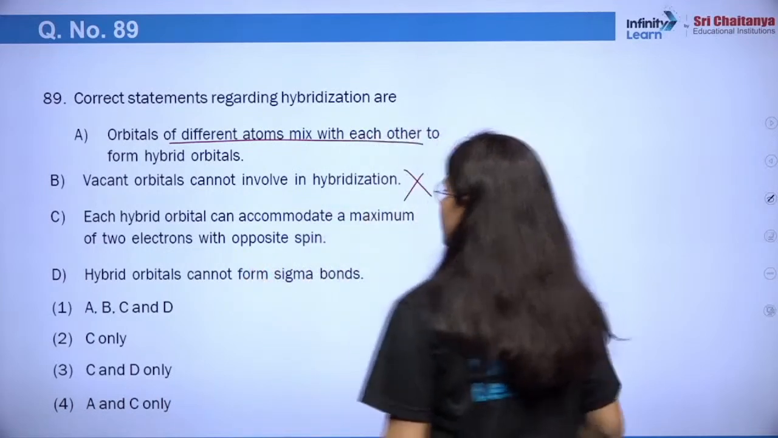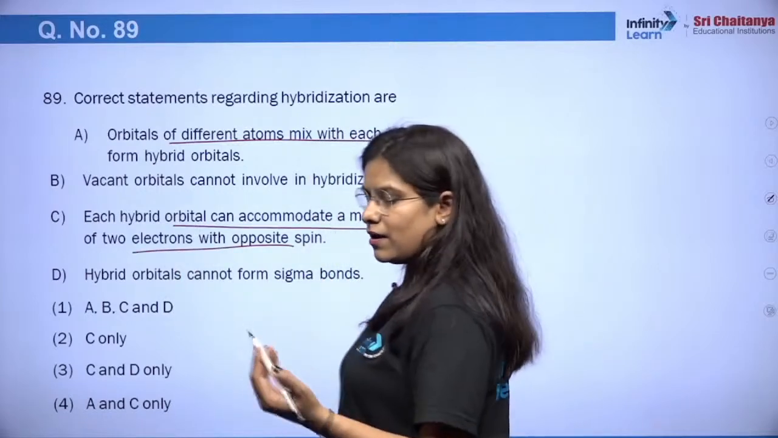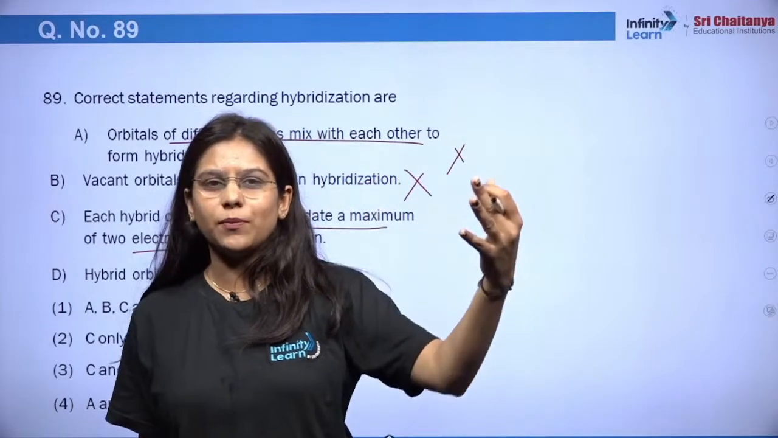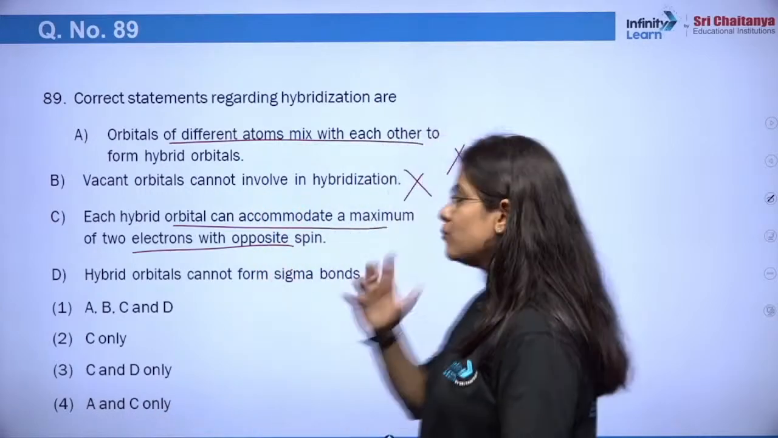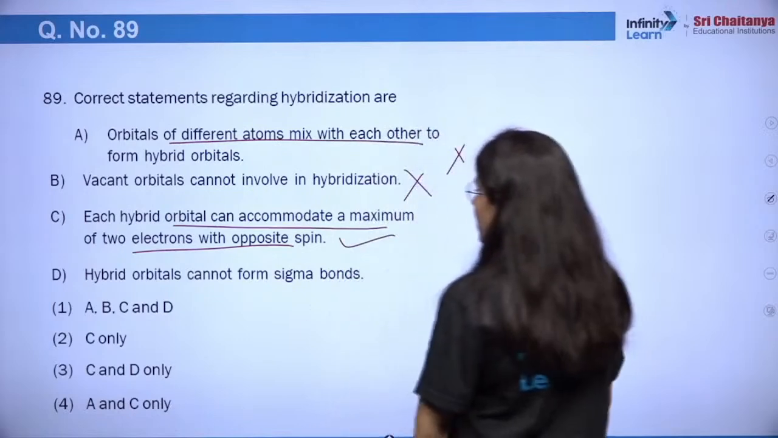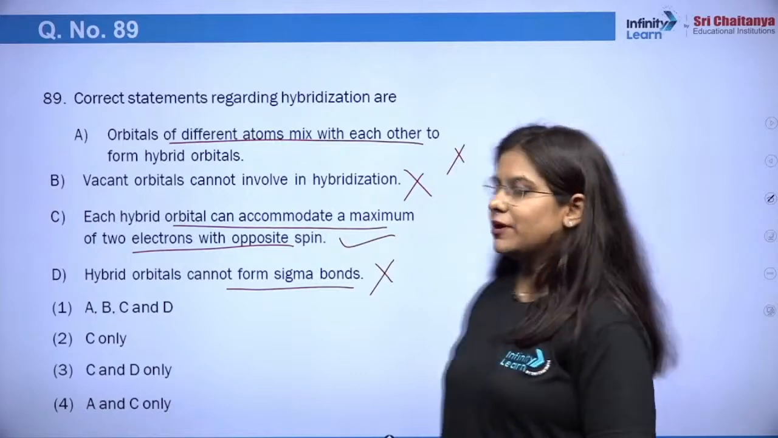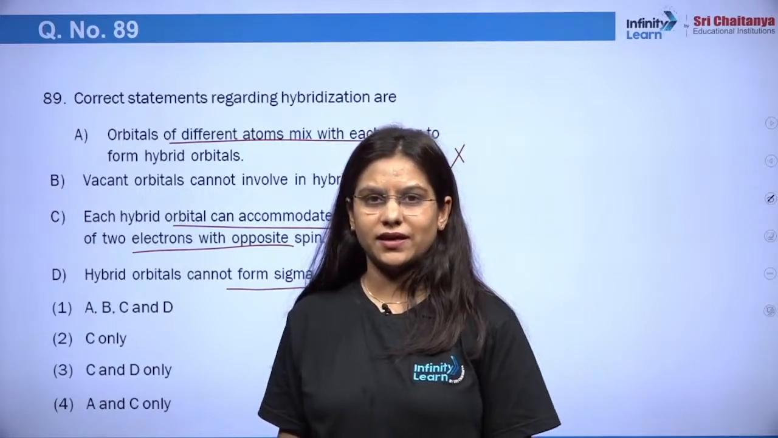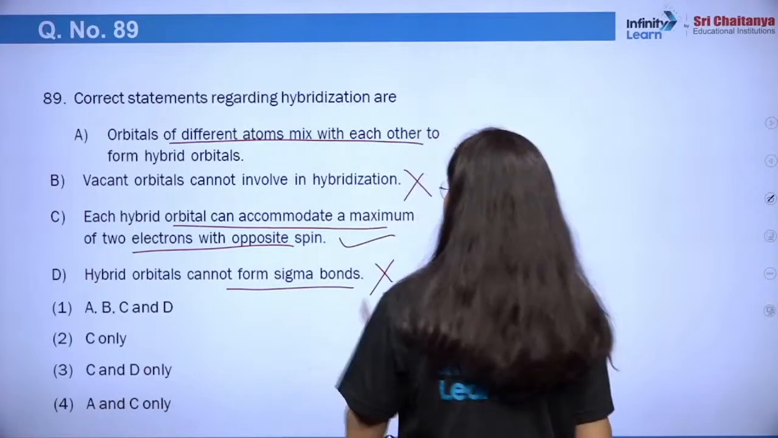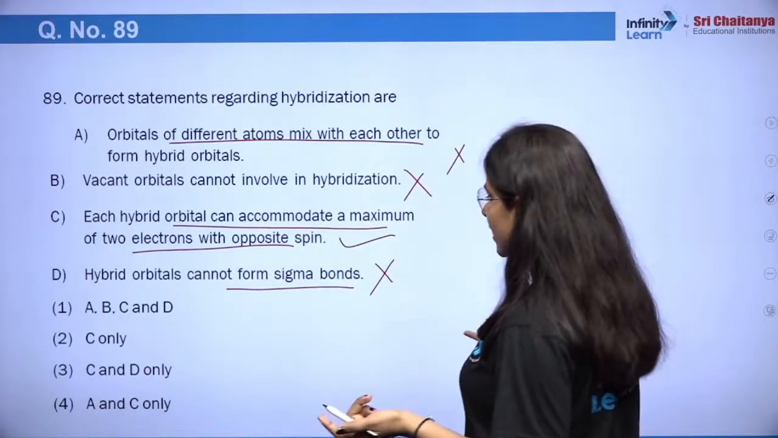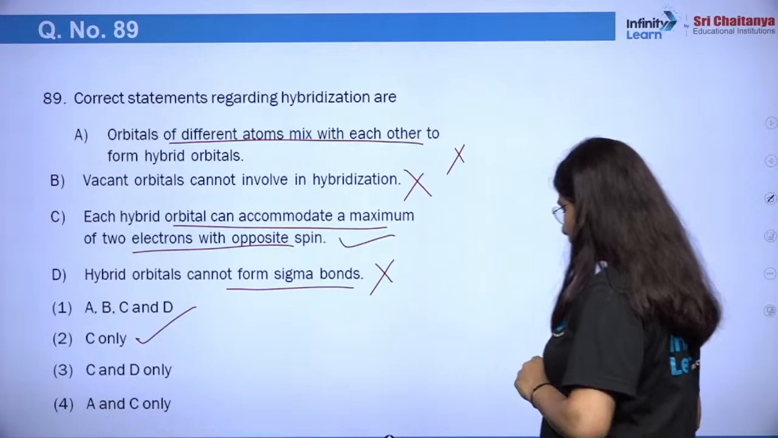So this is incorrect. Each hybrid orbital can accumulate a maximum of 2 electrons with opposite spin. This is correct. Each orbital, be it hybrid orbital or normal orbital, can have only 2 electrons, right? It cannot accumulate more than 2 electrons. So this is correct. Hybrid orbital cannot form sigma bonds. This is another incorrect option. Why? Because hybrid orbitals are the ones that form sigma bonds, right? Hybrid orbital cannot form pi bond; they can form sigma bond. So this is another wrong statement. We need to identify the correct statement. So correct statement is only C. So what is my answer? My answer is option number 2.